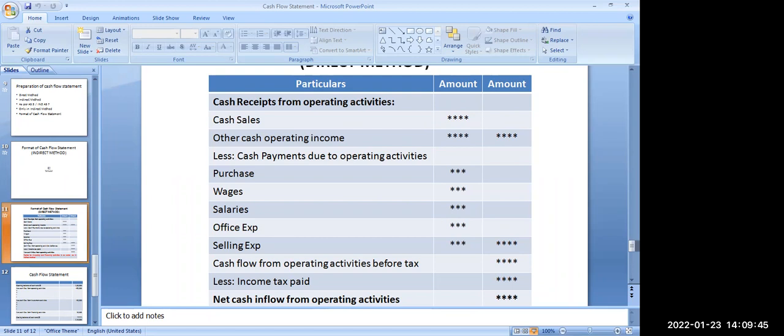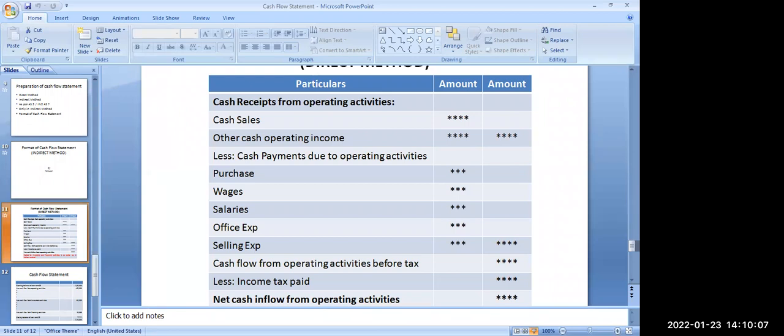You are having some money in the bank, as well as you are investing into plant or machine or something. Buying of a machine is an investment activity. Opening a fixed deposit account in a bank is also an investment activity. Okay.